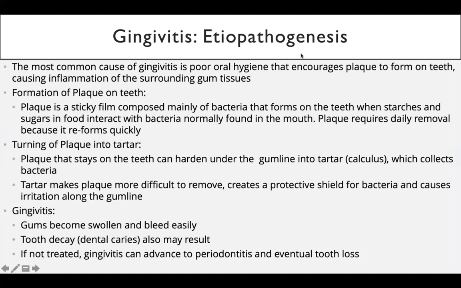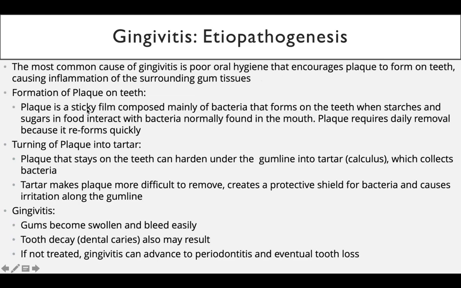What is the etiopathogenesis? What is the pathogenesis? How does gingivitis occur? The most common cause of gingivitis is poor oral hygiene that encourages plaque to form on teeth. As we remember, plaque forms and then bacteria cause inflammation. So with poor oral hygiene, the patients have not cleaned their teeth properly, and then plaque will be formed. The formation of plaque initiates periodontal disease, leading to gingivitis initially and causing inflammation of surrounding gum tissues. Formation of plaque on teeth.